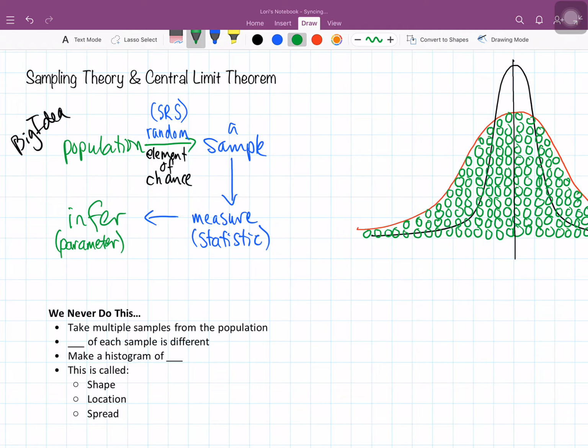The parameter might be the mean, and we designate that by the Greek letter mu. The statistic that we measure about the sample is also a mean, but we designate it with an X bar. If we're thinking about proportions, we might have the population parameter, and then the sample statistic would be p hat. Notice that we often use a letter, but it has a designation about it. In the population, we measure standard deviation, and that is signified by the Greek letter sigma.